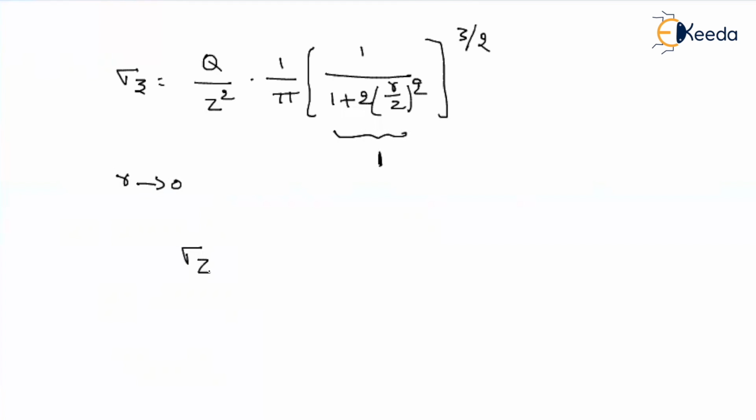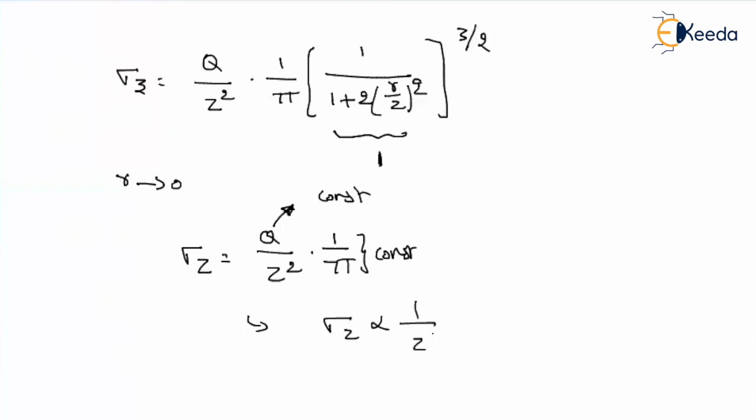So the stress at any point will be equal to Q divided by z square into 1 divided by pi. Your Q is constant, your load is not changing, and 1 by pi is also a constant. So how is your stress varying? From this we can say your stress is inversely proportional to z square. Now we have to find the stress at point 2, so I can write sigma z2 divided by sigma z1 is equal to (z1 divided by z2) whole square.